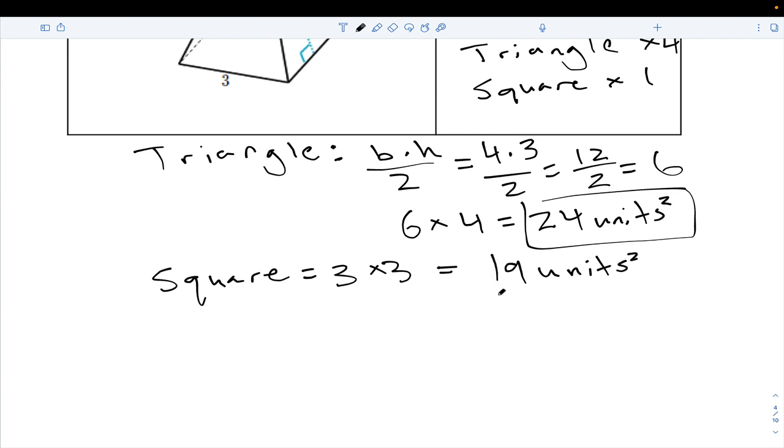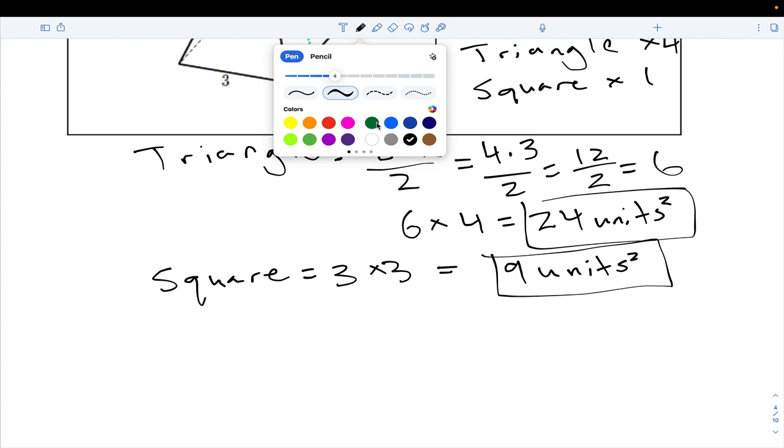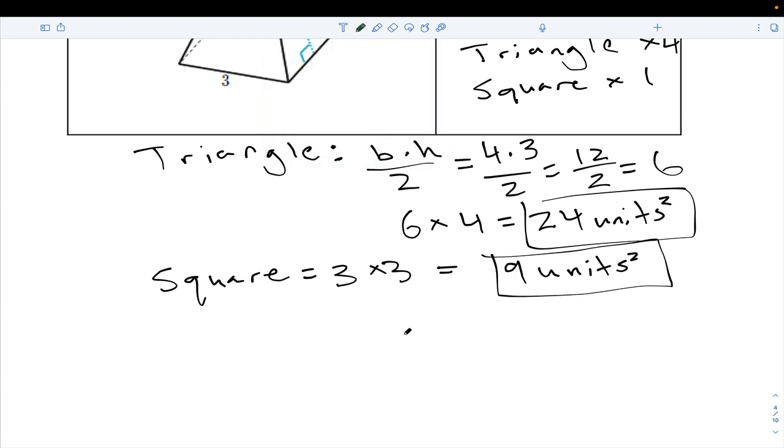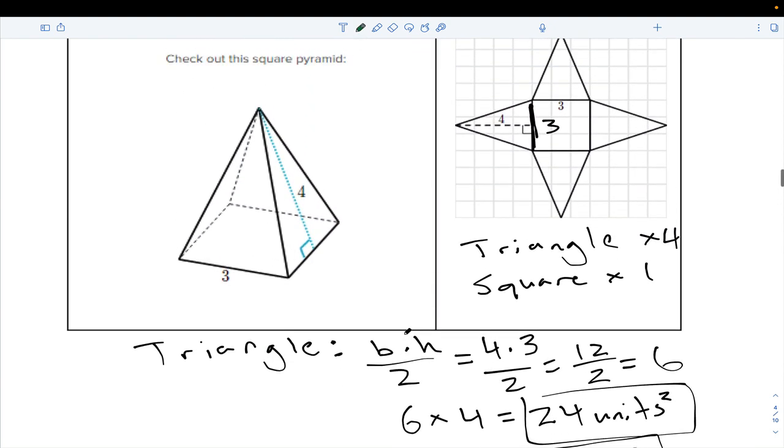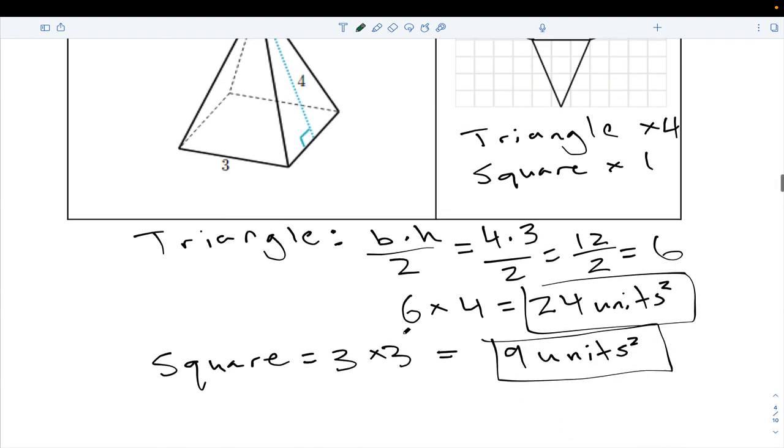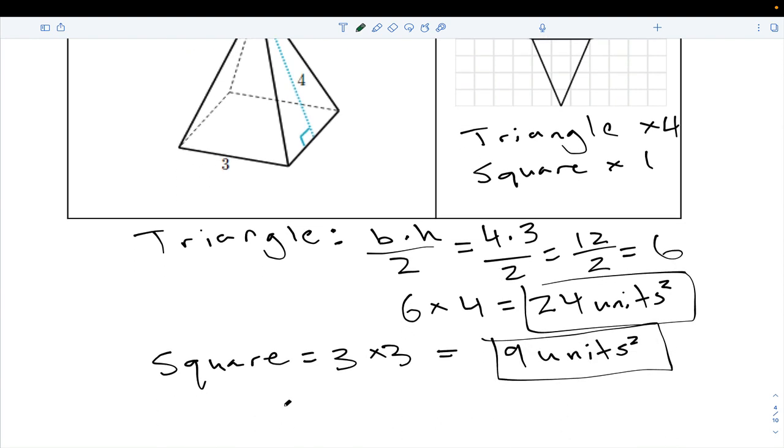Baylor, what's my final step to get the surface area? I've just found all of the triangle surface area. That was 24. I found that square. That was 9. What do I do with those two numbers? You add them? You do. 24 plus 9 is what answer, Rafe?